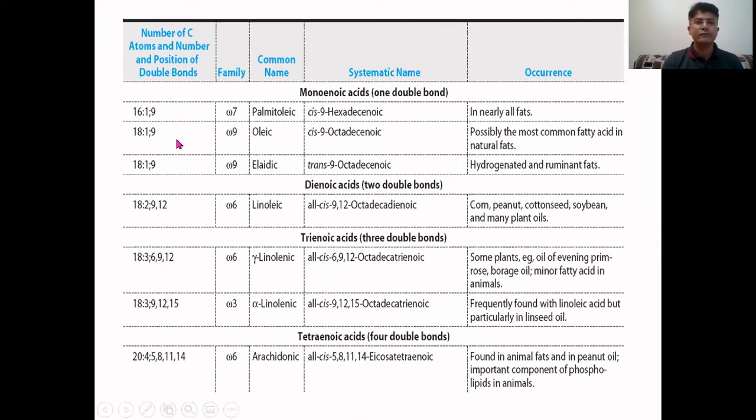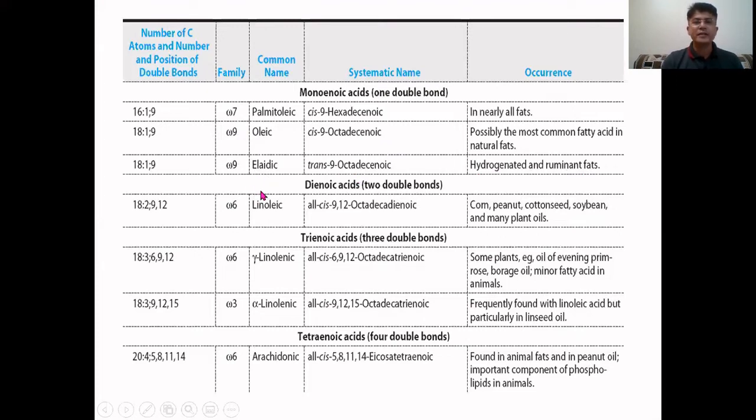Here is the list of monounsaturated fatty acids like palmitoleic acid and oleic acid, which have only one double bond in their structure. Palmitoleic acid is found in almost all fats, and oleic acid is the most commonly found unsaturated fatty acid among the natural fats. Then elaidic acid is present in hydrogenated and ruminant fats.